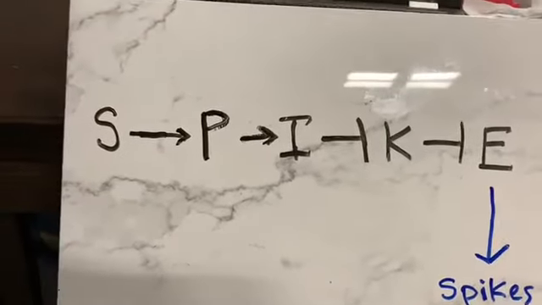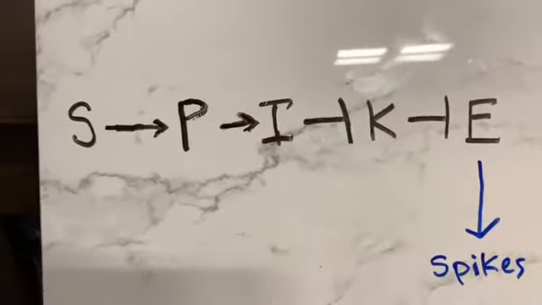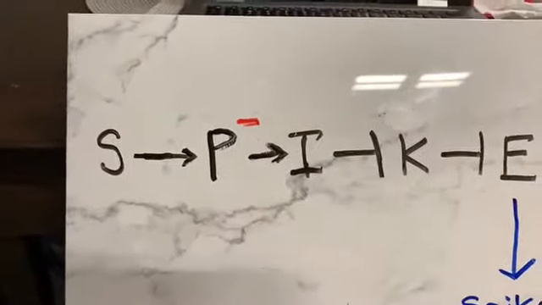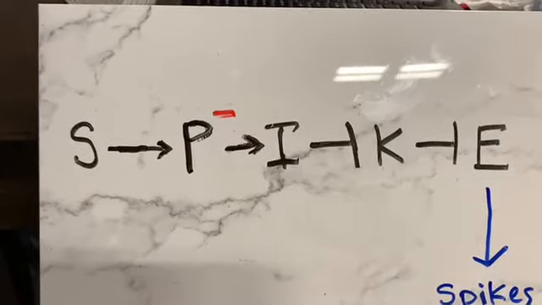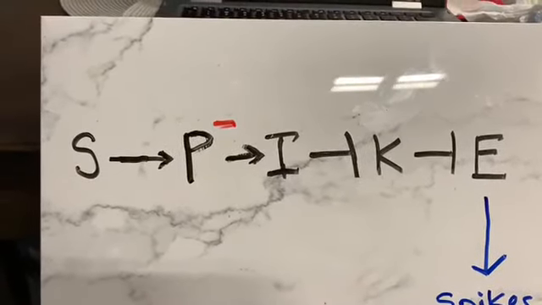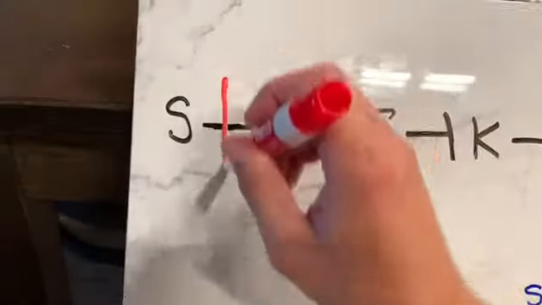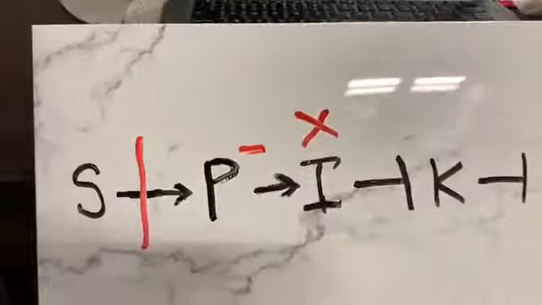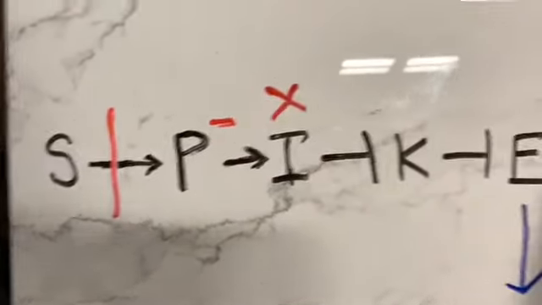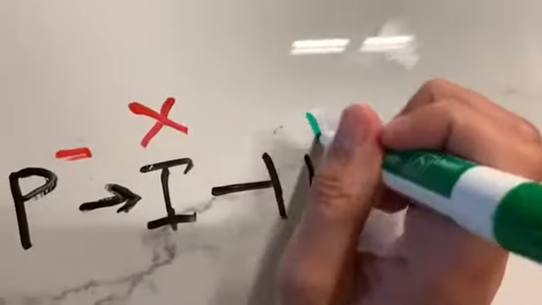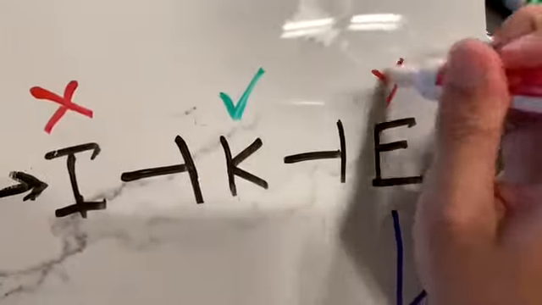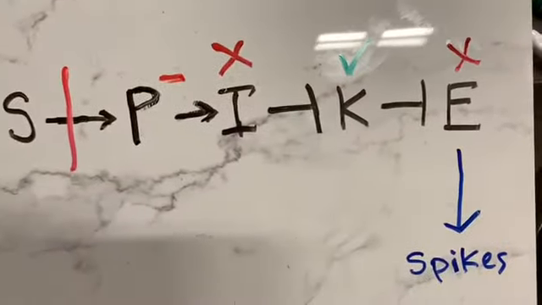In our first scenario, there is a mutation in the P gene. This red minus sign indicates that the mutation does not allow P to be produced. If P can't be produced, then the presence of S is irrelevant and I is not activated. If I is not activated, it can't inhibit K, so K will inhibit E, and this particular cell cannot produce spikes.